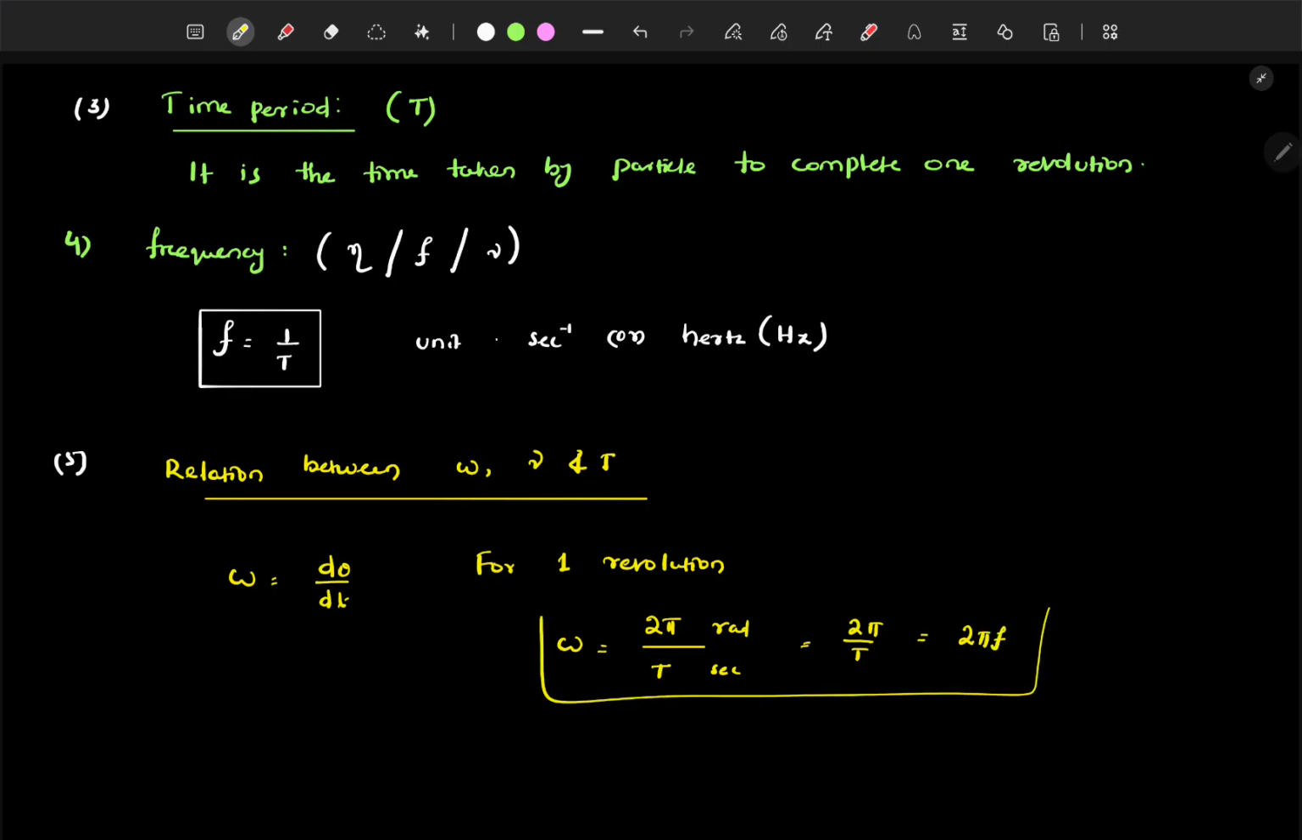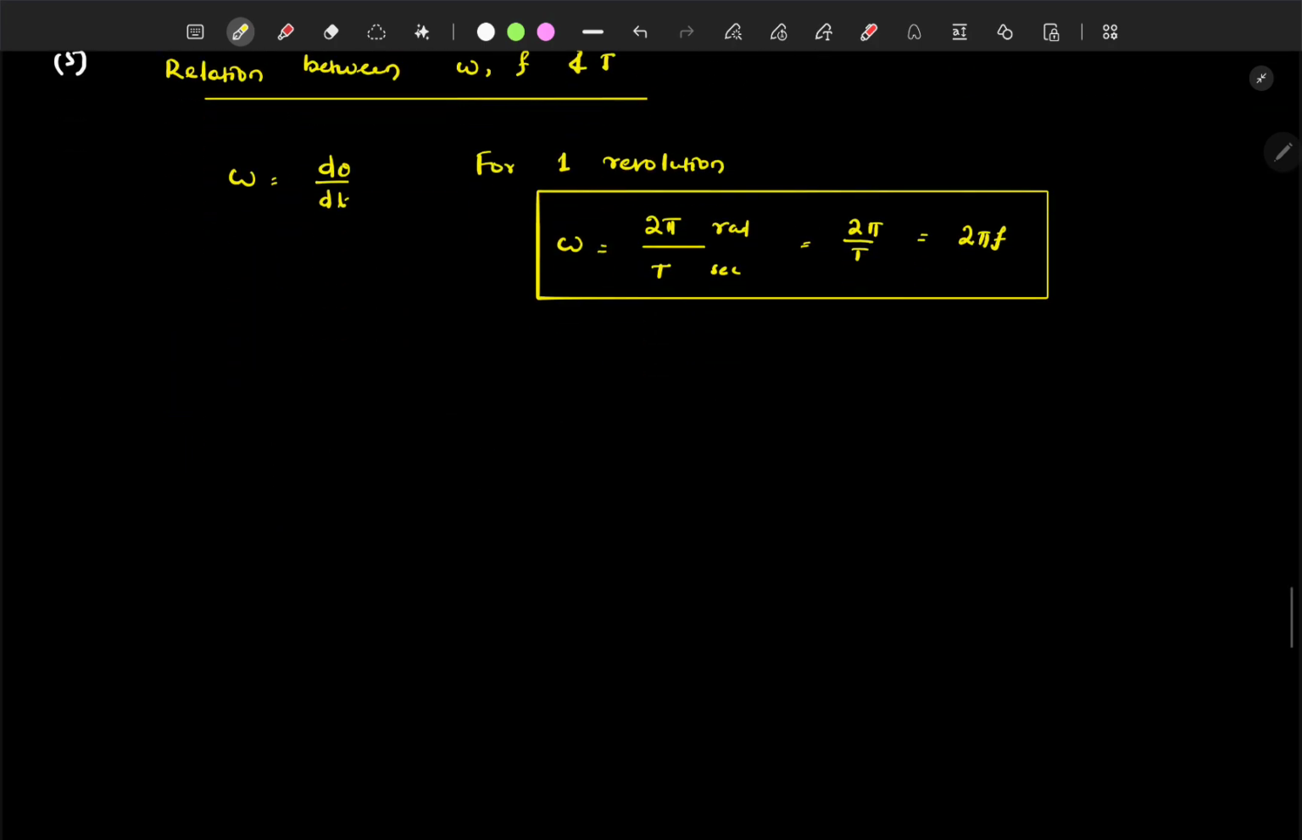बस, ये रिलेशन हम लोग लिख पाएंगे, और उसका यूनिट जो भी है बराबर रहेगा इसमें, रेडियन पर सेकेंड. Okay, so it is the relation between omega, nu, omega with T and omega with frequency. Nu लिखो या चाहे तुम frequency f लिखो, जो भी लिखो चलेगा. Next, in point number 6 we will discuss relation between linear velocity and angular velocity.